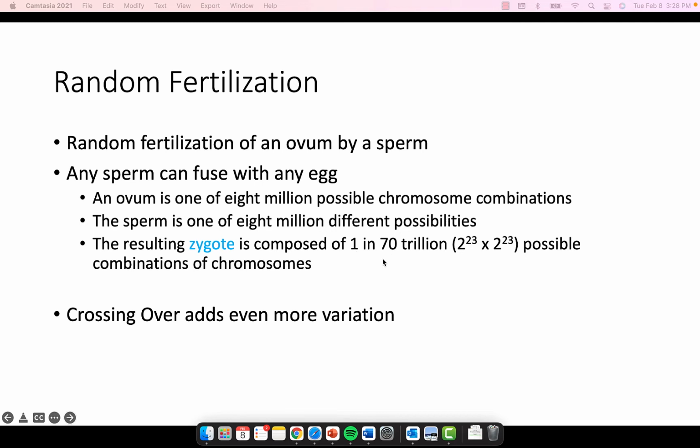So that's a lot of different traits that you can swing around. And crossing over is going to add even more variation. Those 3 concepts are going to be the basis for genetic variation and why you look different than your sister, or why you look different than your mom. Lots of different flavors of genetics.